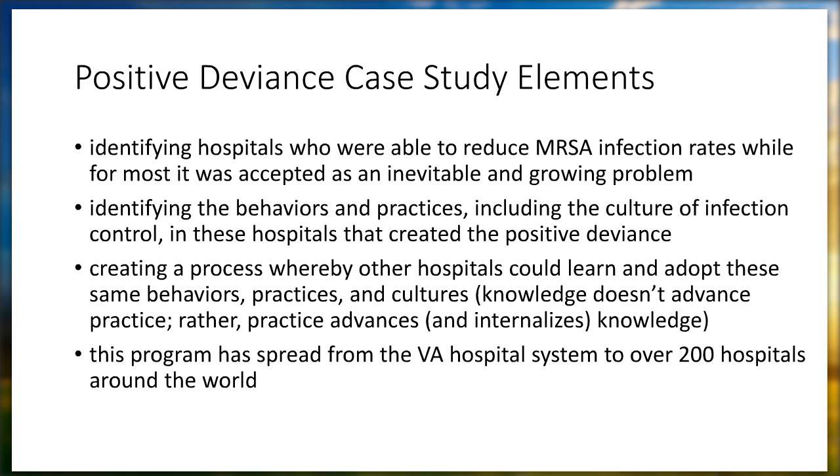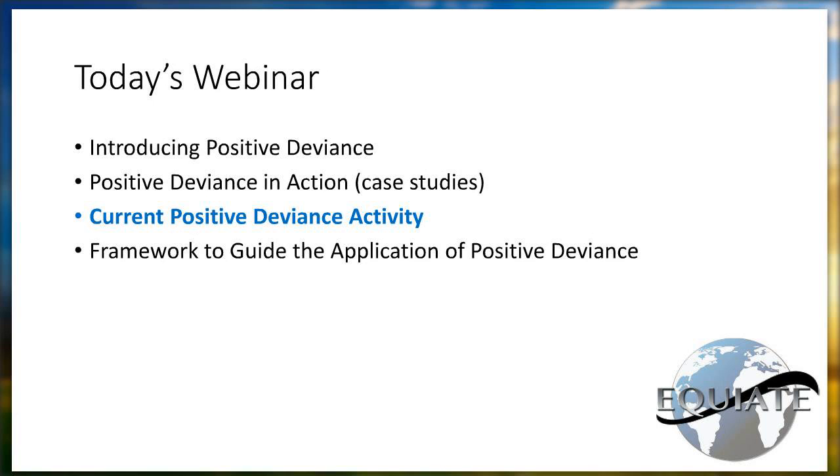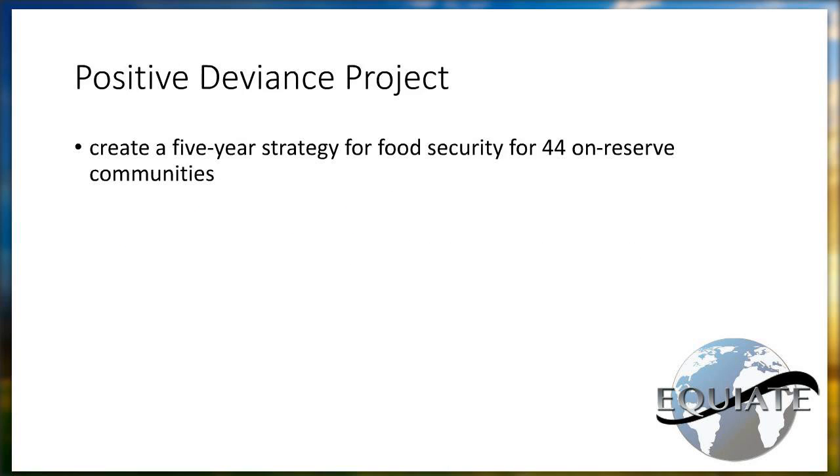In addition to these case studies, we would like to tell you of our own work with positive deviance. We are currently working on a project to create a 5-year strategy for food security for 44 unreserved communities. When first presented with this opportunity, positive deviance suggested itself as a methodology of choice for the following reasons. 1, it was a way of respecting what the communities were already doing well. 2, it was a culturally appropriate approach. So it was spreading their solution instead of imposing a solution or suggesting a solution from a different context or culture. 3, it was a more sustainable approach.